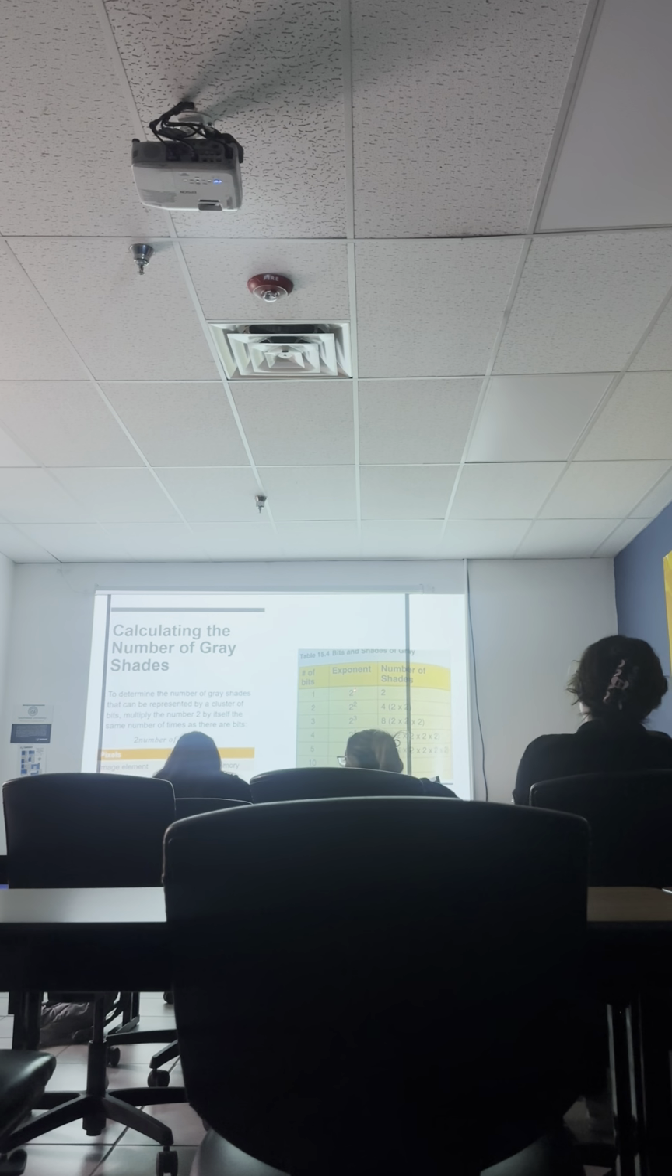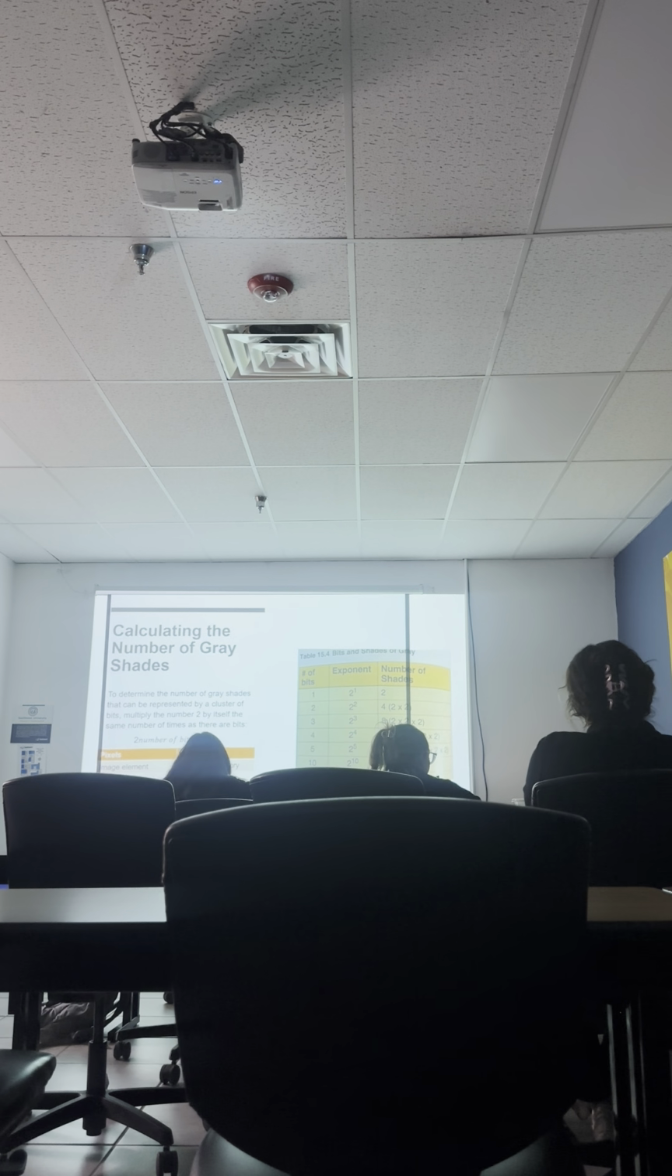Okay, so 2 is gonna be the constant. I don't know why it's 2, it just is. The exponent is gonna be the number of bits. So if we have 4 bits, how many shades of gray do we have? 16. Because it's 2 times 2 times 2 times 2, which is 16. So that's why the more bits we have, the more shades of gray we have to work with.